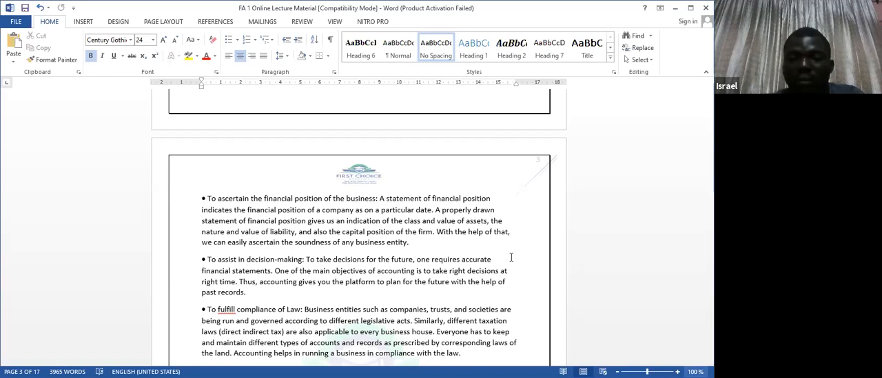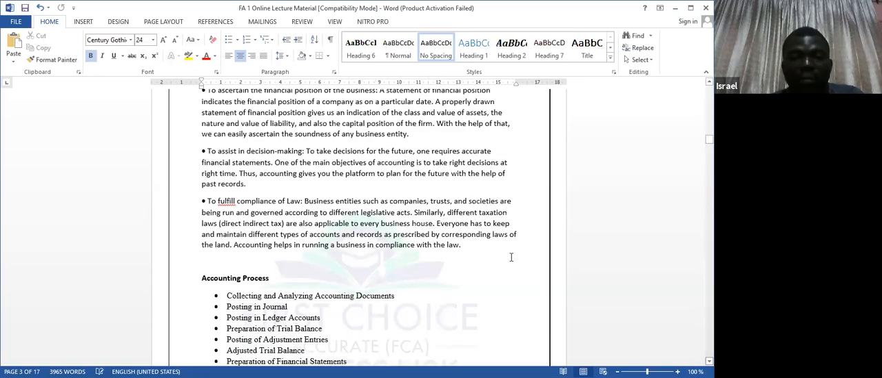Then another objective that I want to explain here is to fulfill compliance of law. What do you mean by fulfillment of compliance of the law? It's required by law that every organization must prepare their financial statement and file it with the government. Why? Because the government wants to know what you have generated, the profit that you have gained for the year, so that they will know the total tax that is collectible from you. That's what the government wants to know.